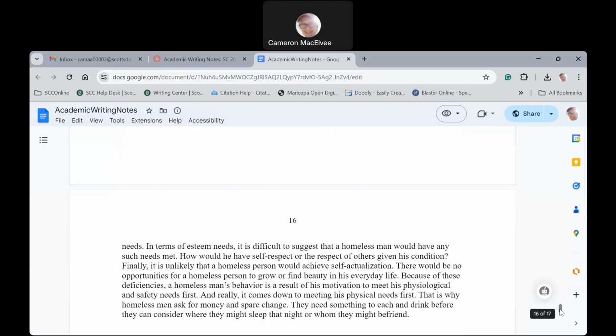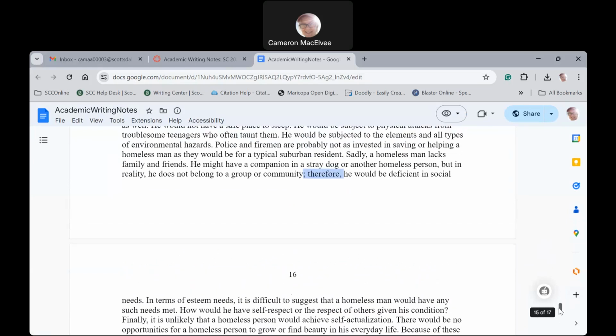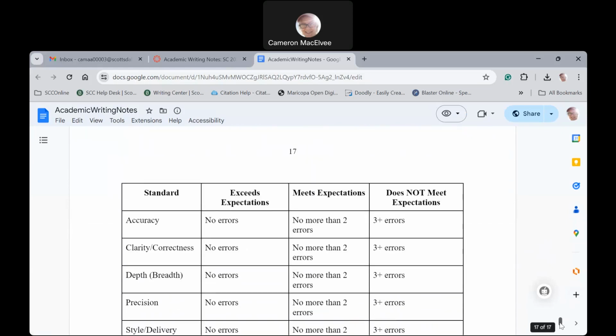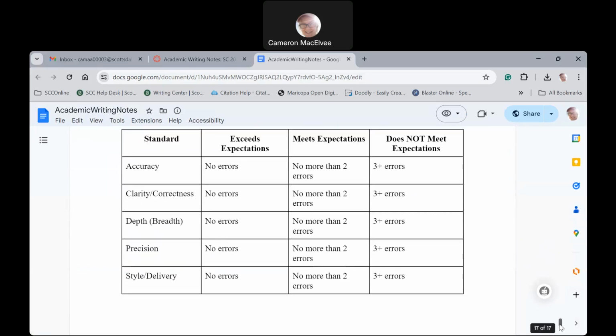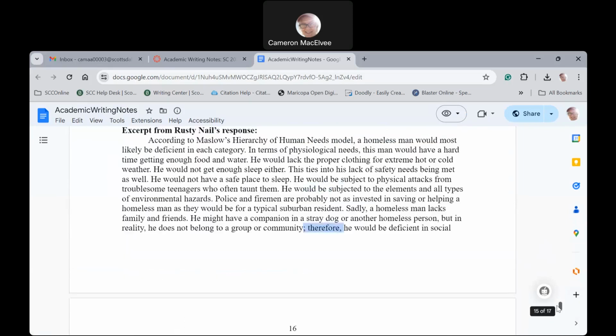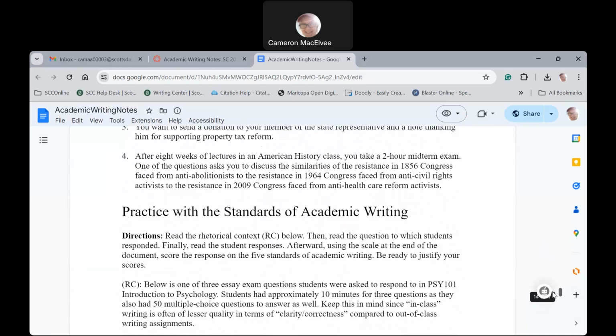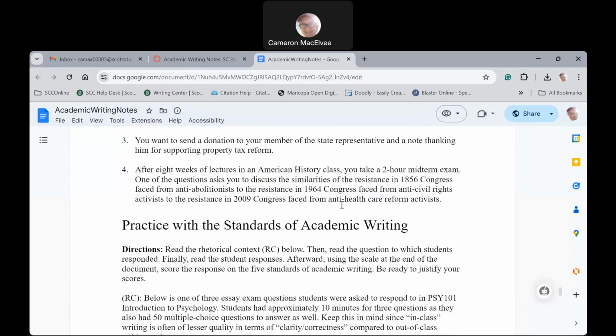So I would say really the only thing as a teacher I would have issue with is that one statement about police and firemen. I would say I'm not so sure that that's a precise statement. Otherwise, I would say Rusty exceeds expectation, exceeds to meets, and exceeds. So you can see here how to apply those 5 standards to your own writing. You're going to always want to make sure you refer back to these notes when you review your own writing later in the semester.